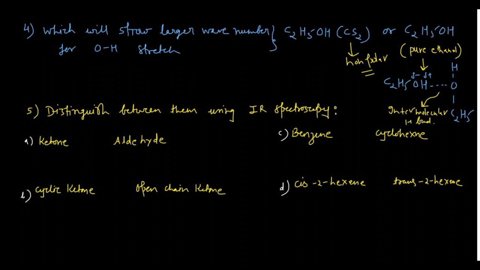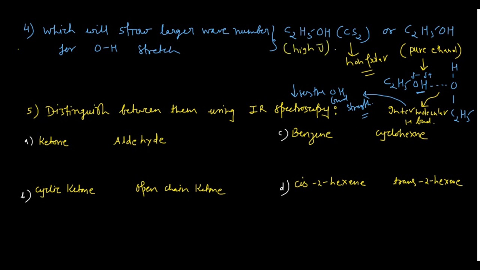Why larger wave number? Because hydrogen bonding lowers the value of the wave number. It decreases the bond strength. So I can write here: intermolecular hydrogen bonding decreases the OH bond strength. Please remember, intermolecular hydrogen bonding decreases the OH bond strength. That means this bond now will become weaker, and a weaker bond requires much lower energy compared to the stronger bond. That means for pure ethanol, your wave number would be lower, and for this ethanol which is dissolved in the carbon disulfide, your wave number would be high.